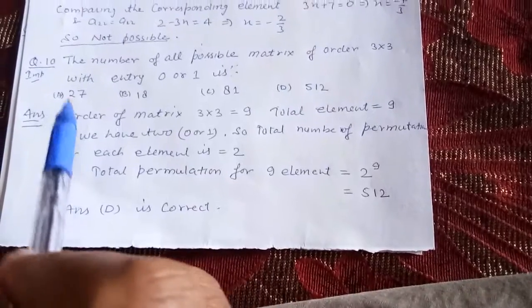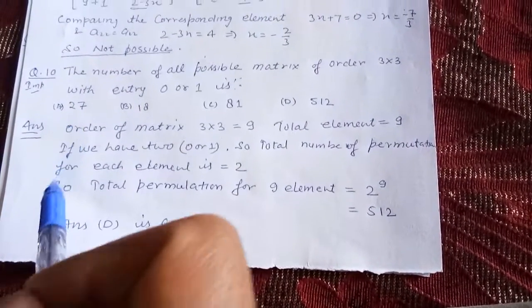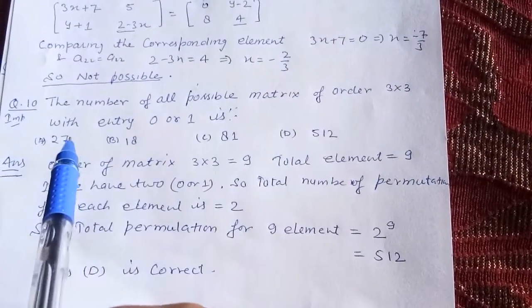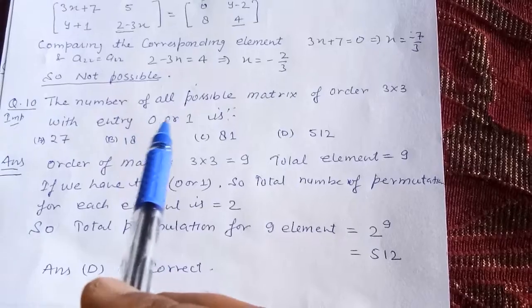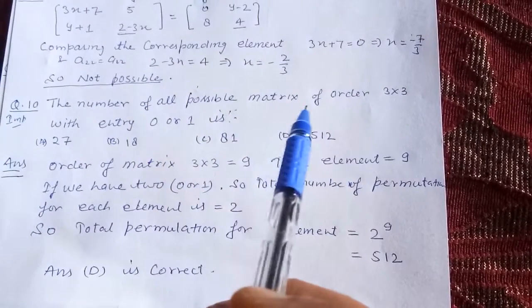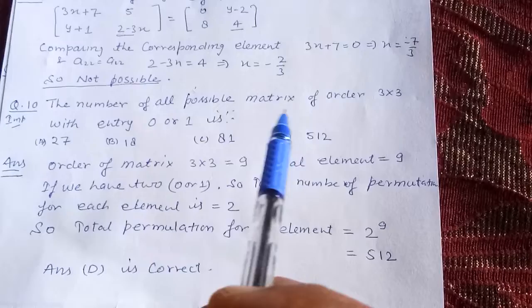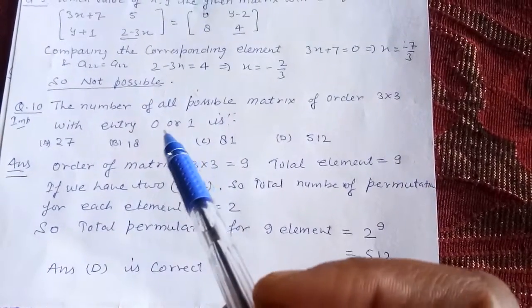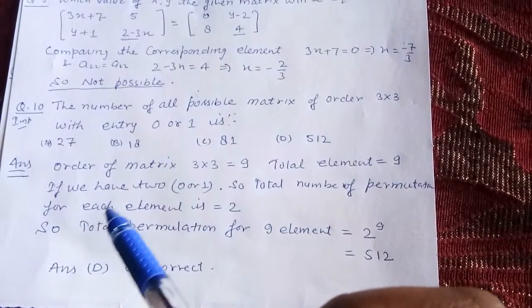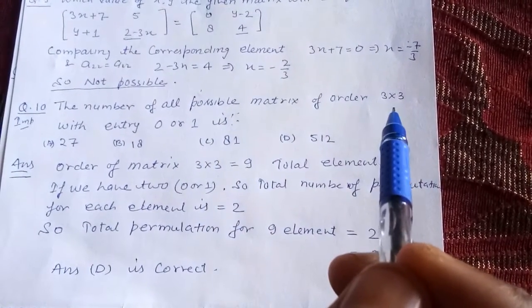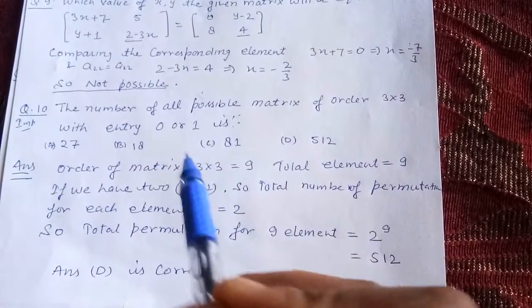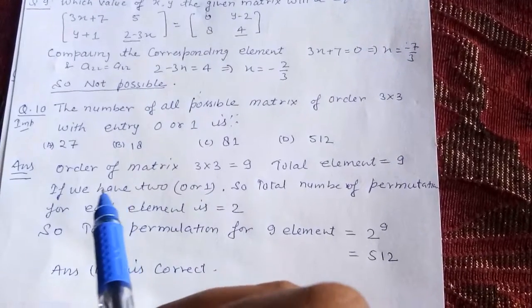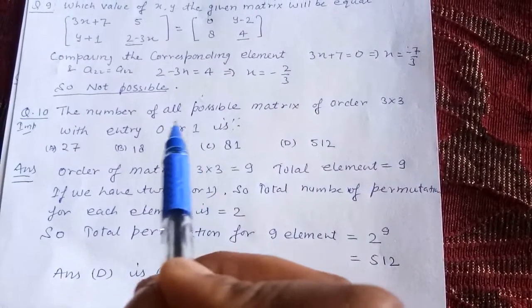The last question that is important: the number of all possible matrices of order 3 into 3 with entries 0 or 1 is? Means how many possible matrices of order 3 by 3 can we make if we have only two numbers, 0 and 1, right? First of all, the order of the matrix is 3 into 3, that is 9. So the total number of elements will be 9. Is it okay? Fine. Now we have only two entries, 0 and 1.